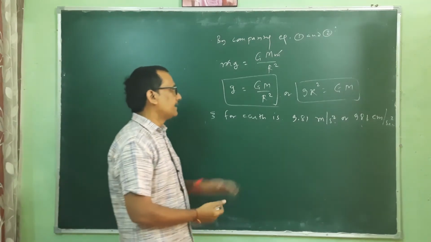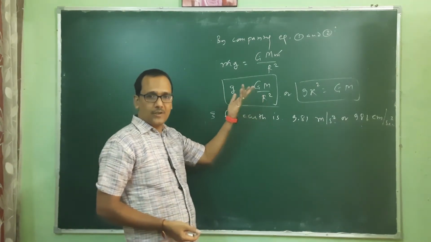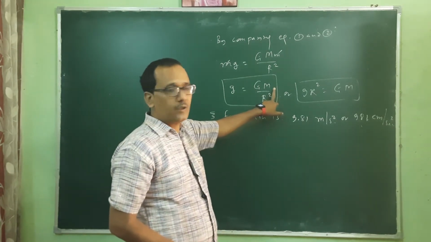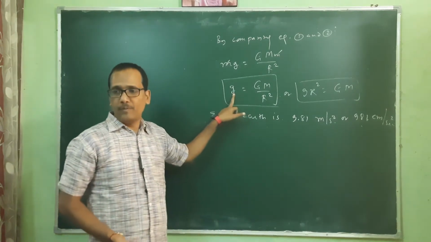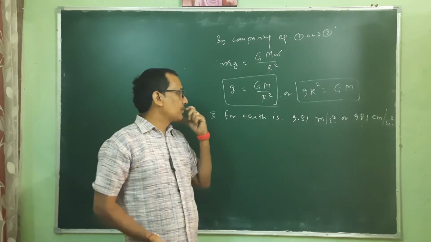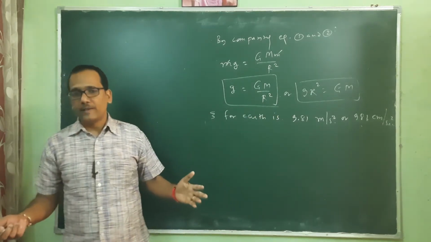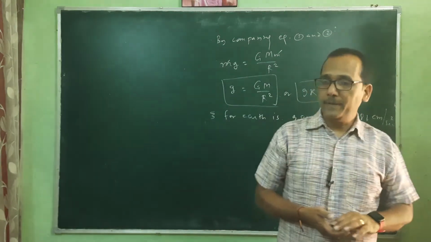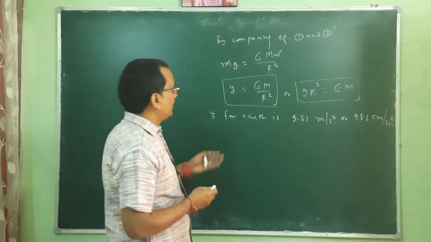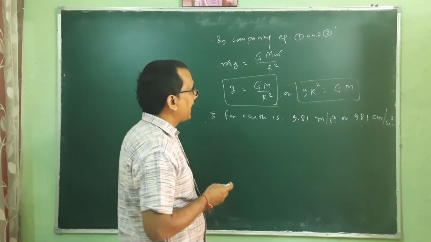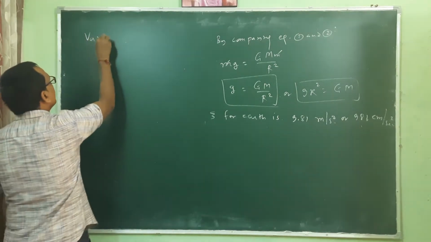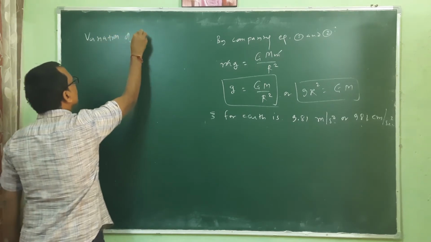This capital G is the gravitational constant, a universal constant. The value of g depends on mass. If the mass is much more, then obviously the acceleration due to gravity will be more. It also depends on r, being inversely proportional to r square. So if the radius of the body is smaller, then the acceleration due to gravity will be more. Apart from this, g actually depends on the height and depth of the material. So let us look at the variation of g.